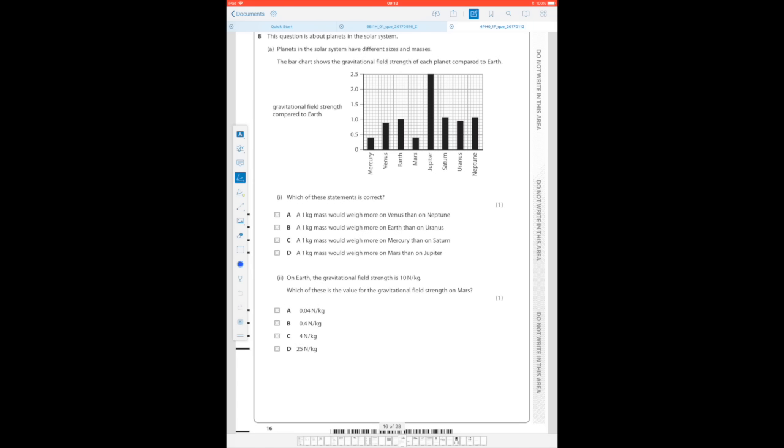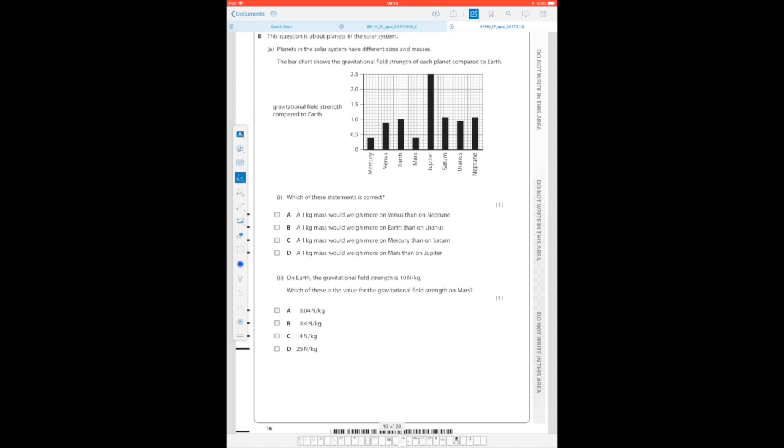So now I need to talk you through the orbital speed part of the paper. I'm just going to do the whole of this question because it's all relevant. This question is about planets in the solar system. Planets in the solar system have different sizes and masses. The bar chart shows the gravitational field strength of each planet compared to Earth. And we can see Jupiter has the largest gravitational field strength, which makes sense because it's the largest planet, therefore it has the largest mass.